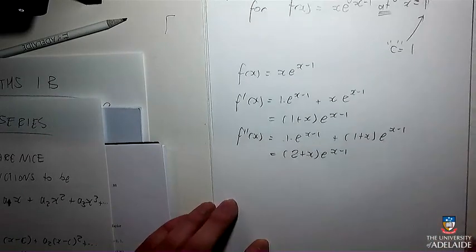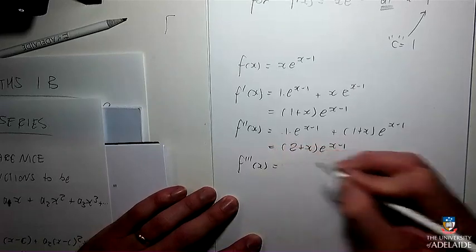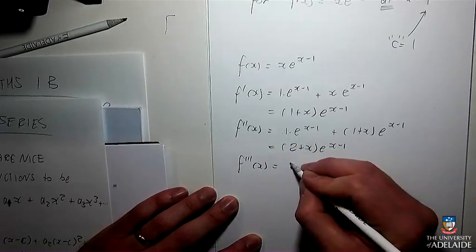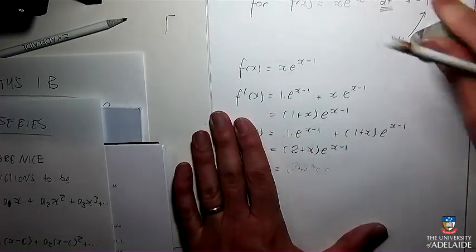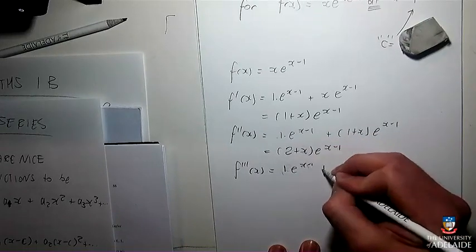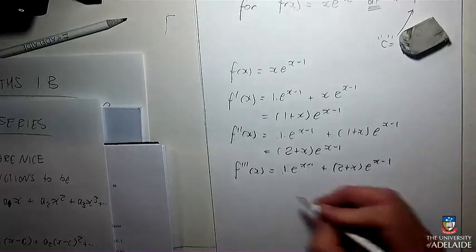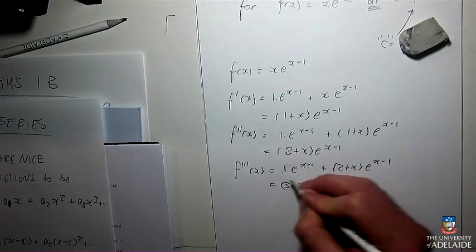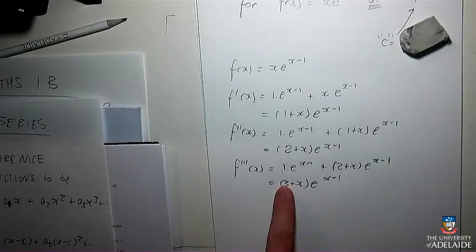Oh, I see a pattern forming. Okay, so I'll differentiate this and I'll get 2 plus 1. No, I won't get 2 plus 1, I'll just get 1, won't I? The 2 will become 0. 2 plus x. Aha! It looks like every time I do this, I'm just going to add 1 to this number here. All right, I'm just going to do it.